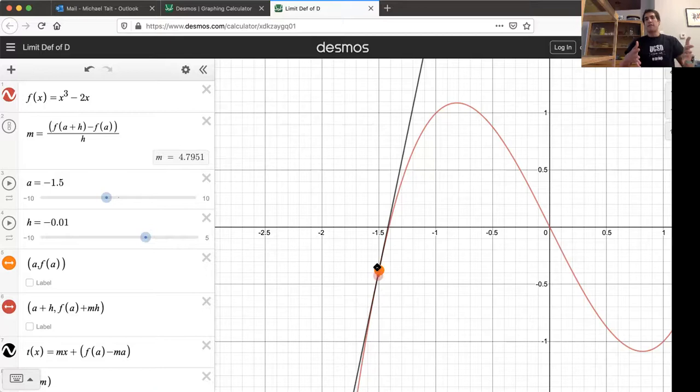So this is graphically what average velocity and instantaneous velocity mean. It's the slope of the line, either secant to the curve or tangent to the curve, depending on if we're talking about average velocity over a time interval or instantaneous velocity at a fixed time.